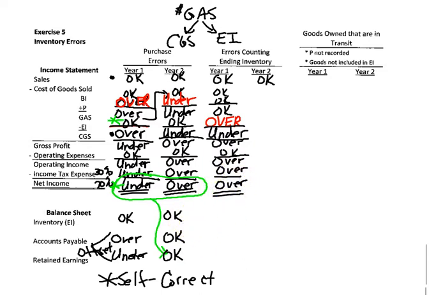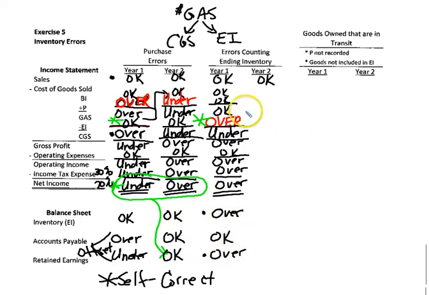Going on down below, ending inventory, right? We said it's too big, so it's over. Accounts payable, nothing's going to be wrong with the purchases, so it's okay. And then net income is overstated, so retained earnings will be overstated. So assets and, on the other side of the balance sheet, retained earnings will both be overstated. So we will have inflated our balance sheet. Assets too high, retained earnings too high.